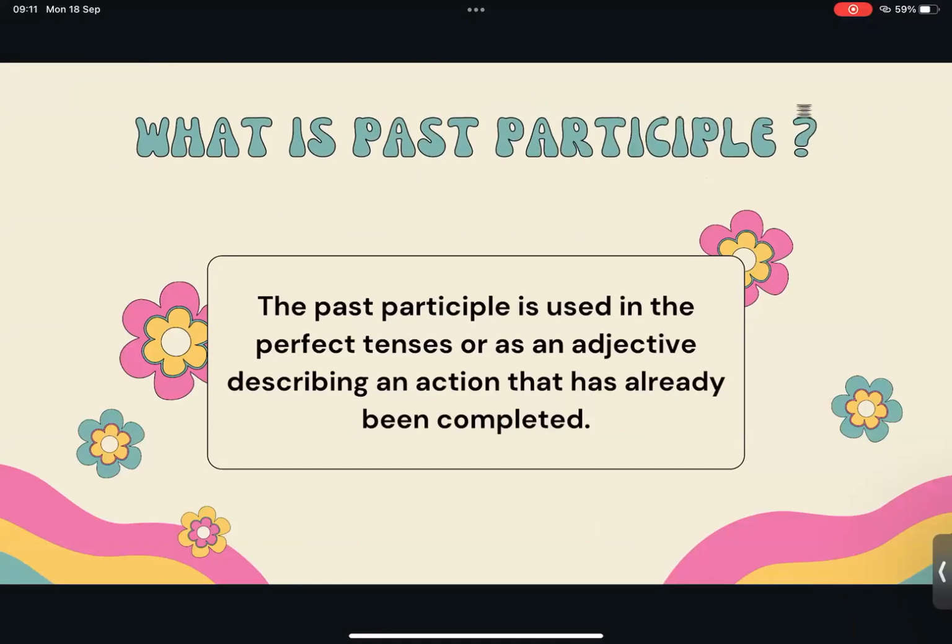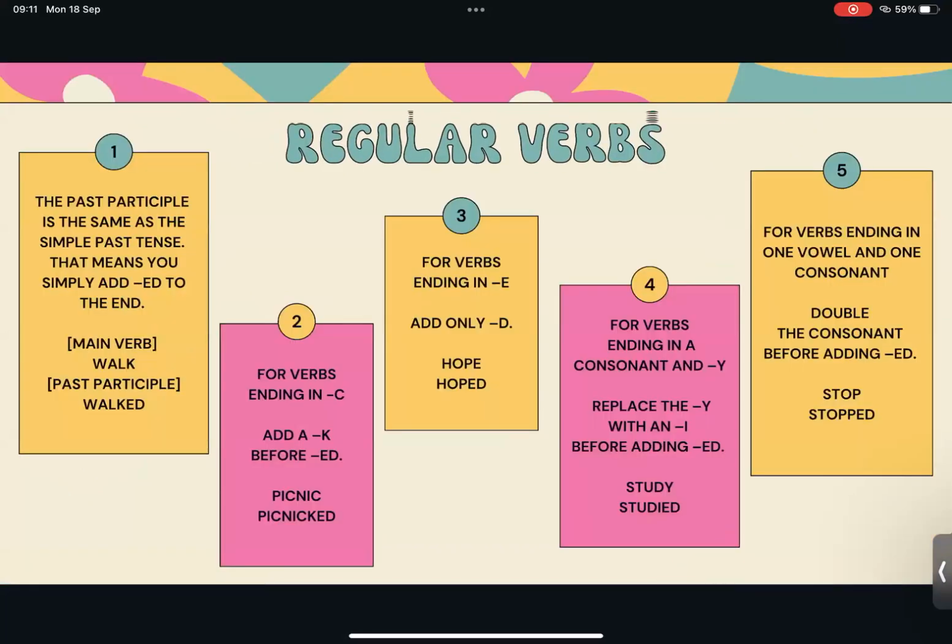The past participle is used in the perfect tense or as an adjective describing an action that had already been completed. For regular verbs, the past participle is the same as the simple past tense. That means you simply add ed to the end. For example, walk becomes walked.